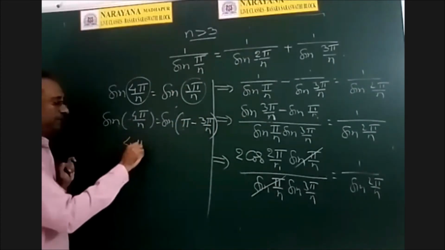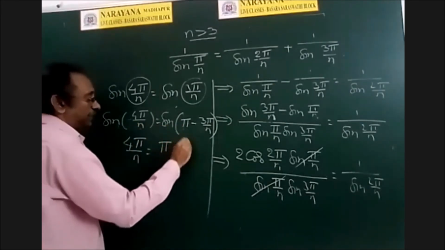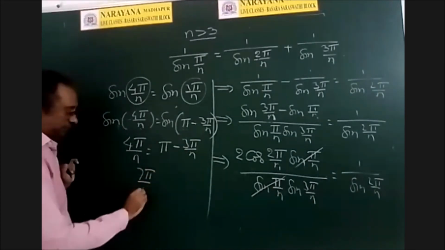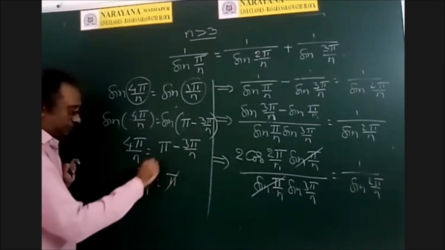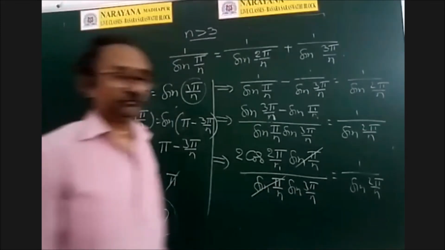So 4 pi by n, and now equate them, is equal to pi minus 3 pi by n. So this is 7 pi by n is equal to pi. Pi is cancelled, n is equal to 7. Right?